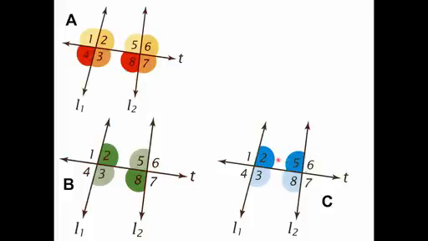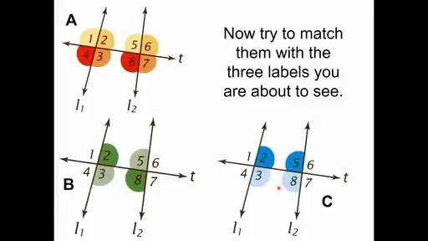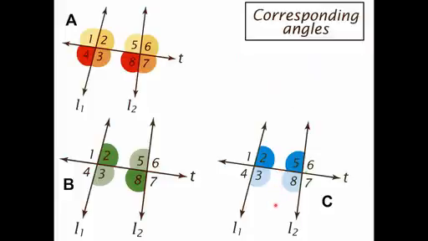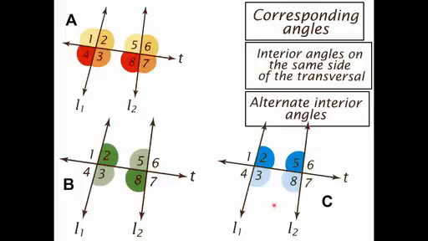All right, so with those descriptions, I'm going to give you 3 labels and see if you can figure out which one goes with which. So pause it. Try to match up those labels up there with the particular pictures A, B, and C. Okay, hopefully you gave that a try. Looked at the names. So we have corresponding angles. We have interior angles on the same side of the transversal, and we have alternate interior angles. Which one do you think goes with which?